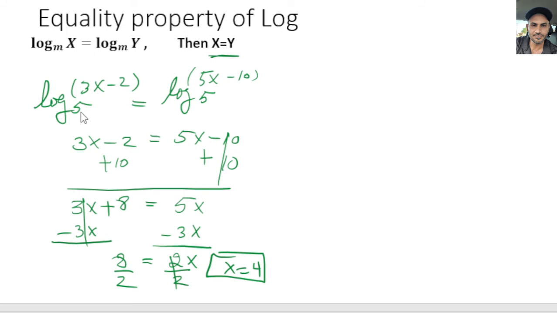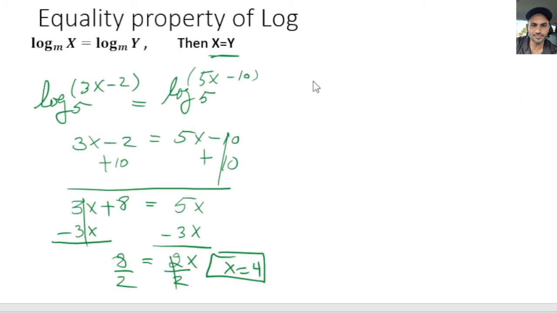So this is how we go ahead and solve this equation. It looks pretty complicated here, but if we know which property of log to use, then it becomes really simple, like a linear equation, and we can go ahead and solve for the unknown from here. In the next example, I'm going to do something a little different.